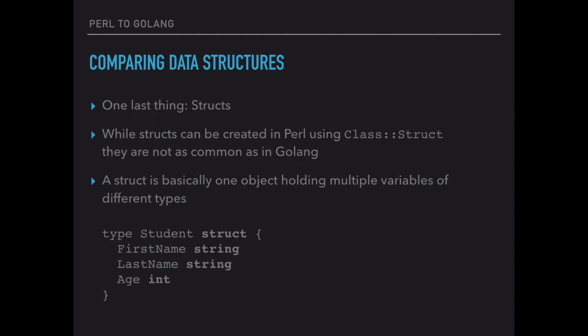A struct is a data type that is supported in Perl by the Class::Struct module, but is less common than it is in Go. A struct is basically a meta type, binding one or more types together. In the example, we define a struct named student. This struct consists of two strings storing the first and last name and an integer storing the student's age.